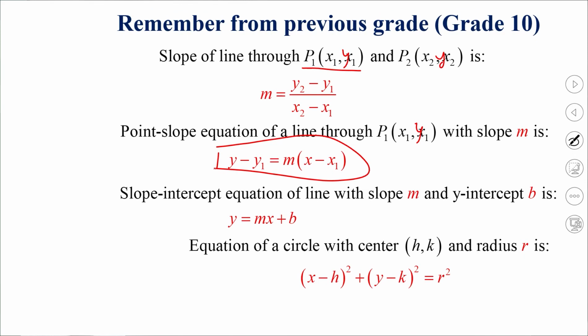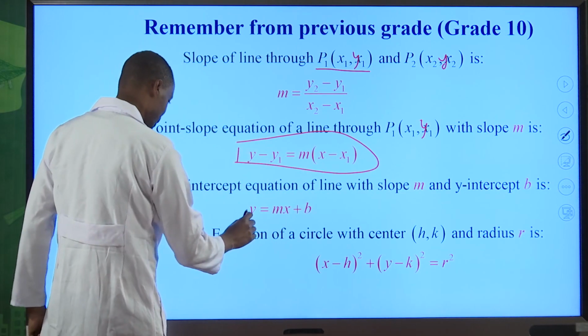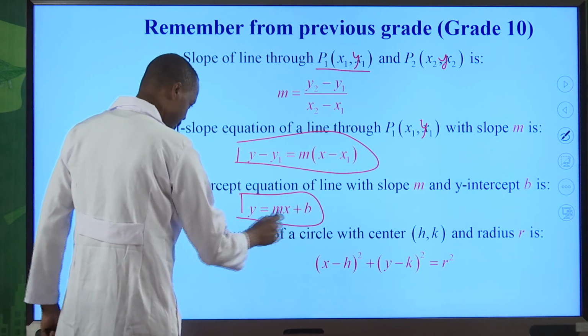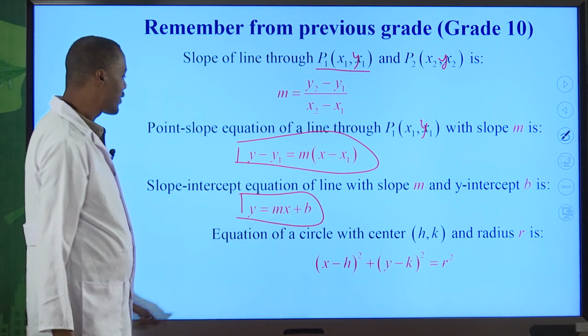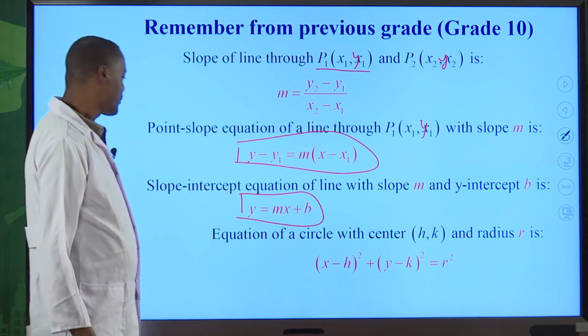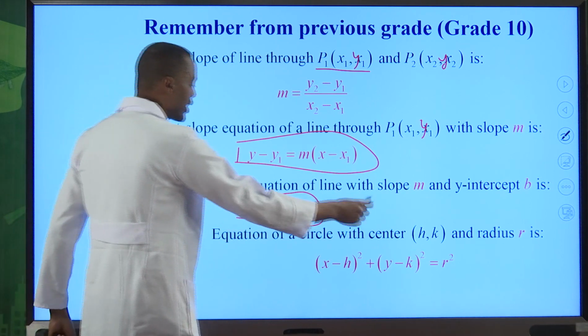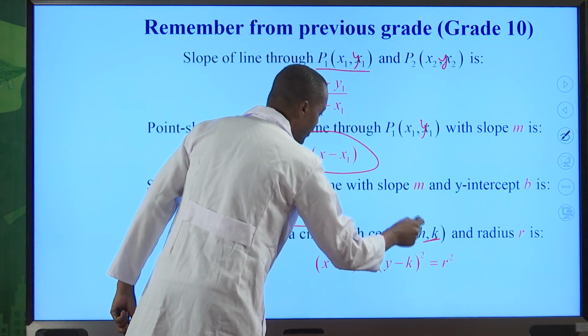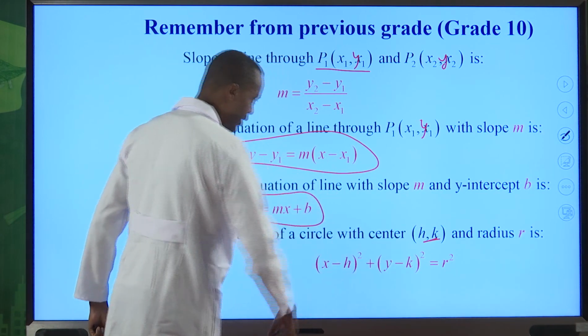Another one is the slope-intercept equation of a line with slope m and y-intercept b, which is y is equal to mx plus b, where this one is the y-intercept and this one is the slope. This is the equation of a line having slope and y-intercept. And the equation of a circle with center h, k, and radius r is given by this formula. This is the equation of a circle.